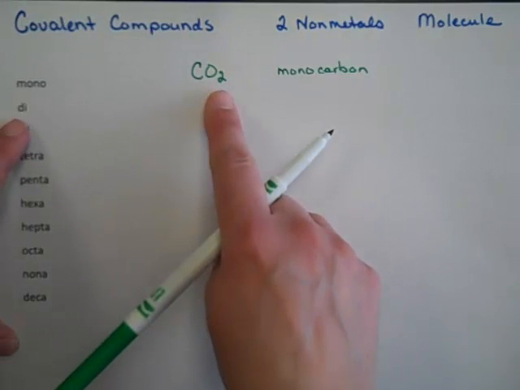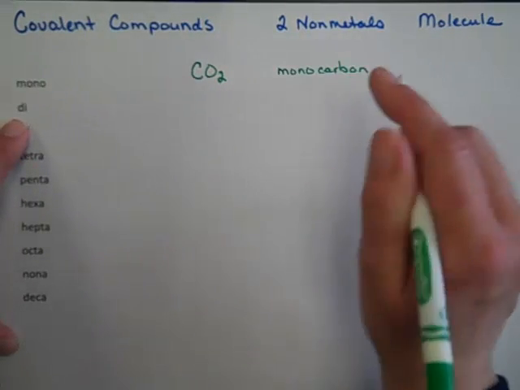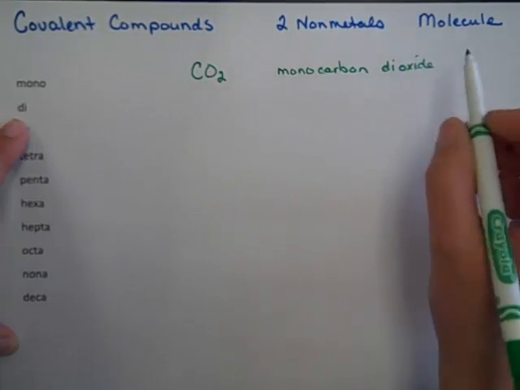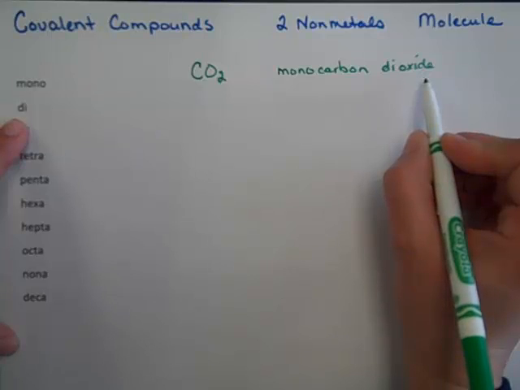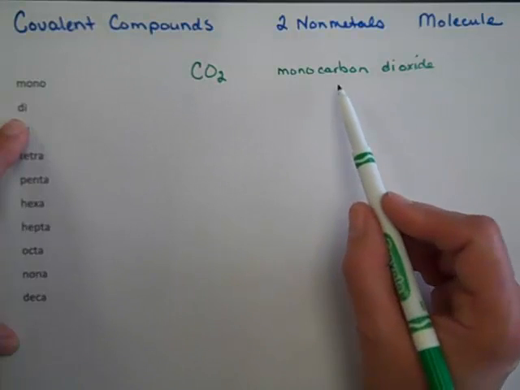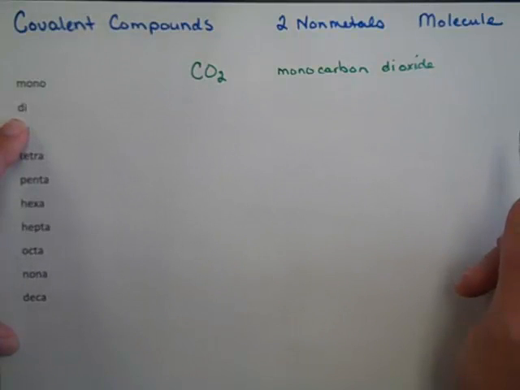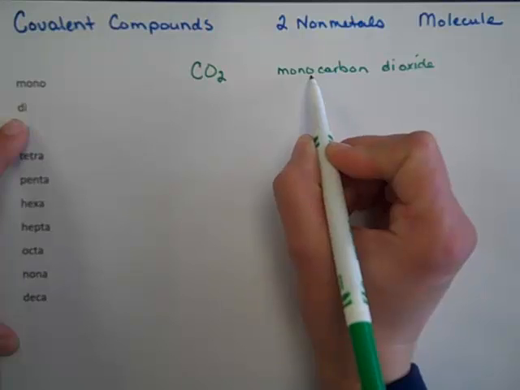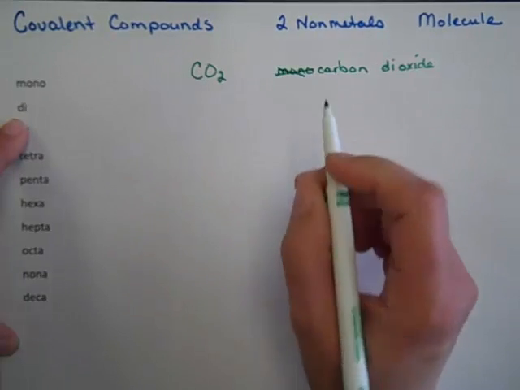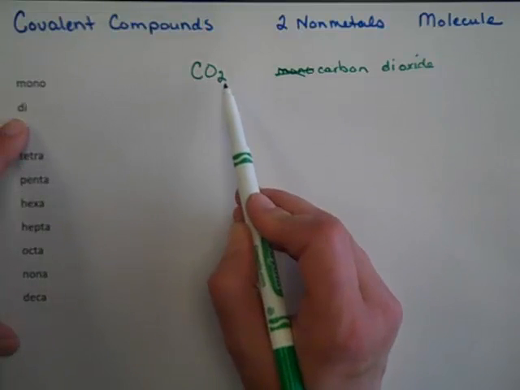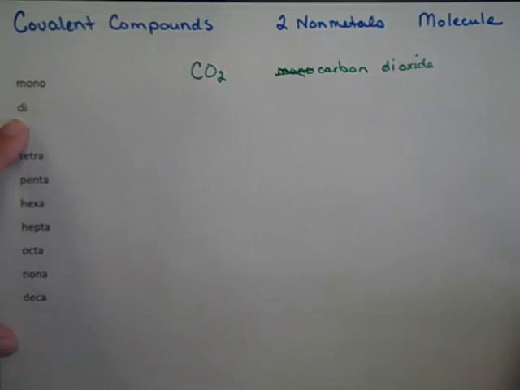and we have two oxygen. The prefix for two is di. So we have dioxide. Now we do still change the ending, just like we did in our ionic compounds. We are going to change the ending to IDE. So we have monocarbon dioxide. Now, of course, we can't keep it that simple because we just can't. If we have mono as our first prefix, we typically don't write it. So by convention, we would call this carbon dioxide instead of monocarbon dioxide.